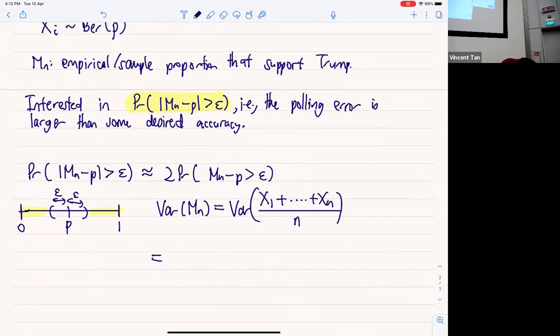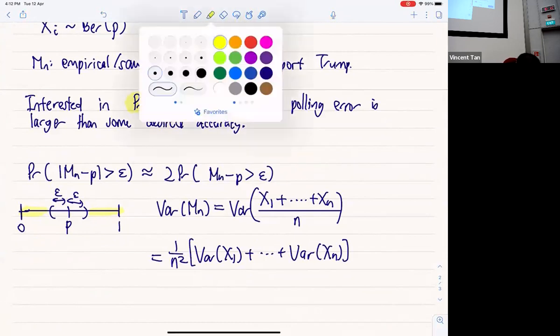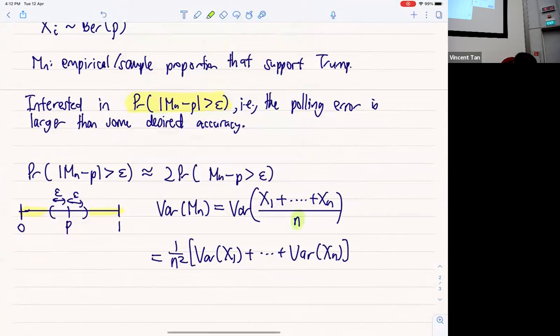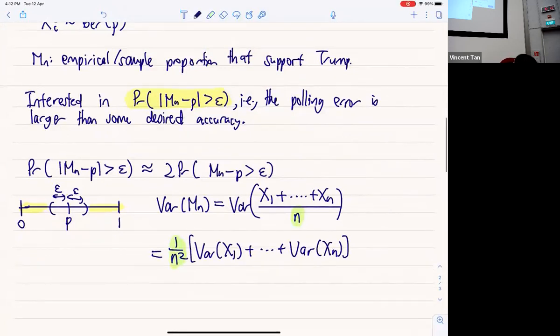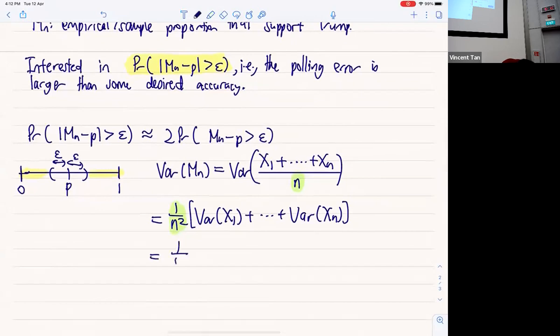So when we do this, all the people here are independent. So the variance is 1 over n squared times the variance of X1 plus dot dot dot plus the variance of Xn. All the variables are independent, and as you hopefully know by now, you need to bring out n as n squared. But all the variances are the same, and in particular, all these are Bernoulli random variables, so they have variance P times 1 minus P.